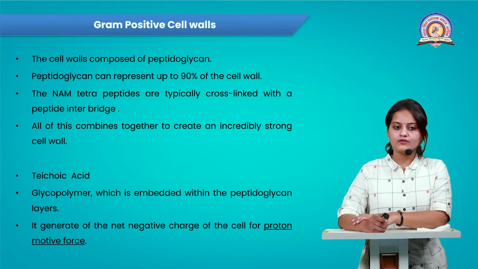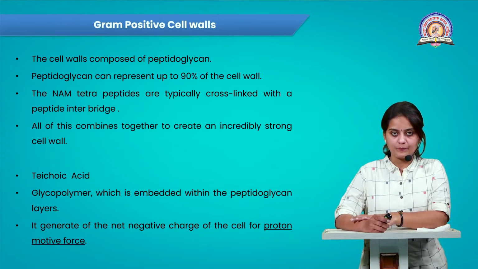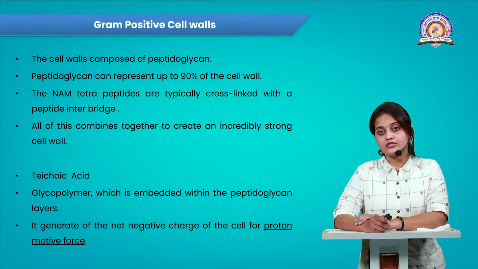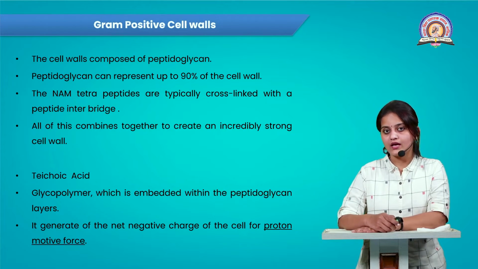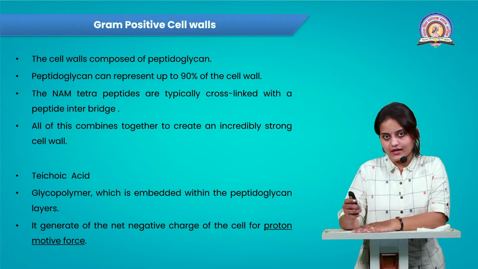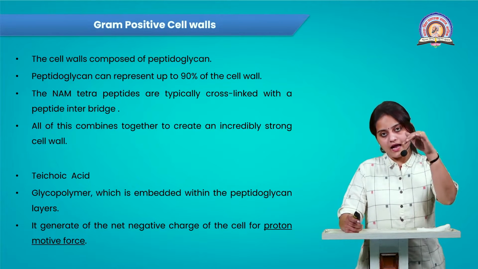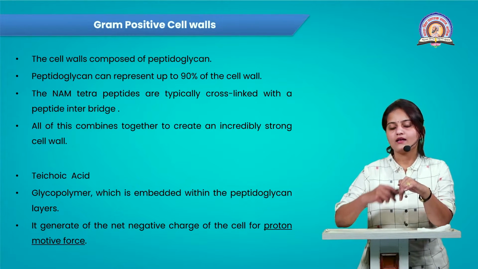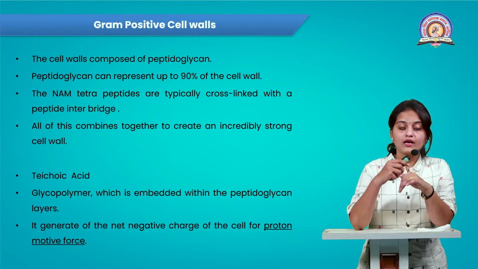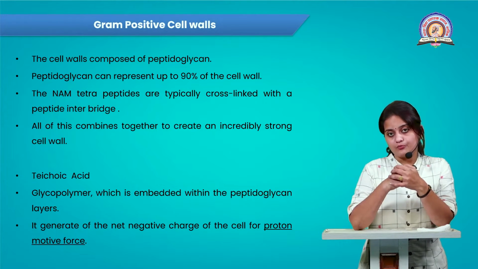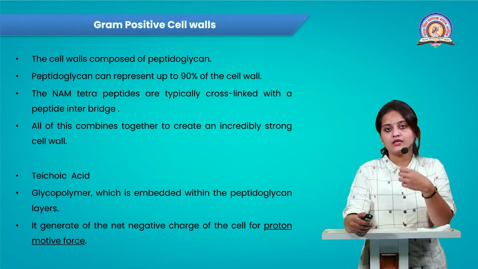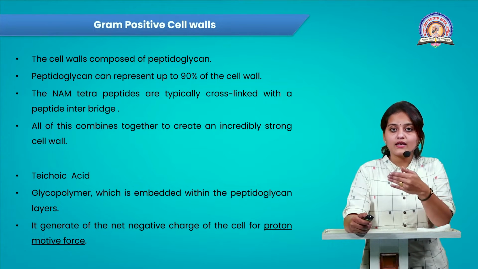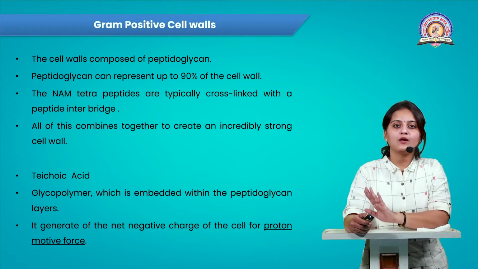All of this combines together to create an incredibly strong cell wall in gram-positive bacteria. One more important component present in gram-positive bacteria is teichoic acid. Teichoic acid is anchored from the cytoplasm and comes out through the cell wall. Teichoic acid also plays a very important role in gram-positive bacteria with respect to their protection and their cell function. Teichoic acid is only and only present in gram-positive bacteria.